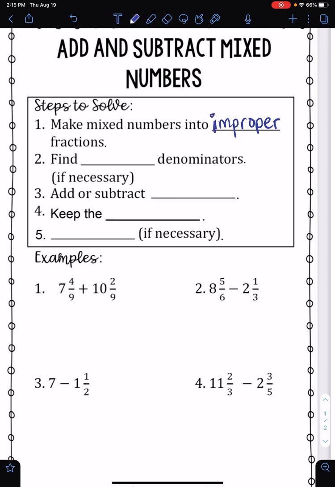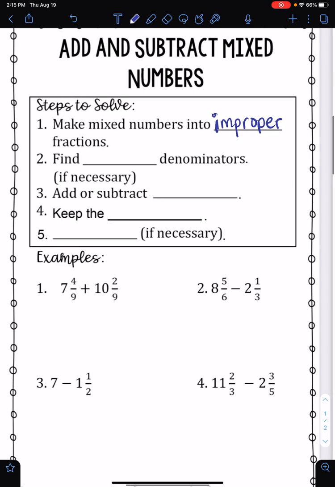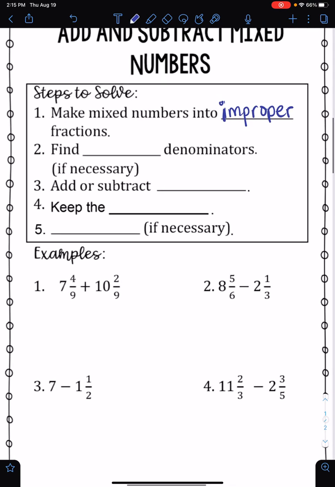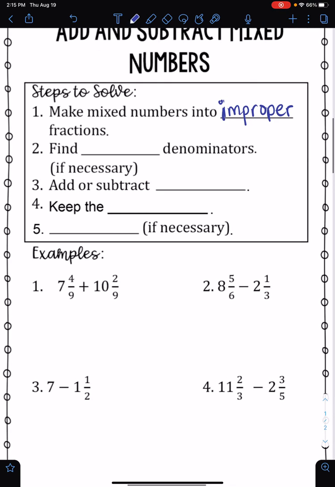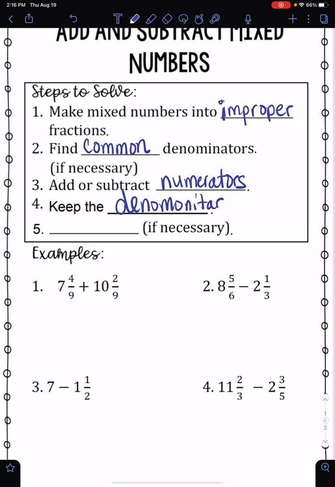From there, all the steps are the same that we learned last time for adding and subtracting just common fractions that are not mixed numbers. You would find common denominators if you need to. Then you will add or subtract the numerators and keep the denominator the same. And anytime you work with fractions, when you get to your final answer, you want to check it and see if it's simplified. If it's not, you want to simplify it. Answers should always be in the simplest or smallest possible form.